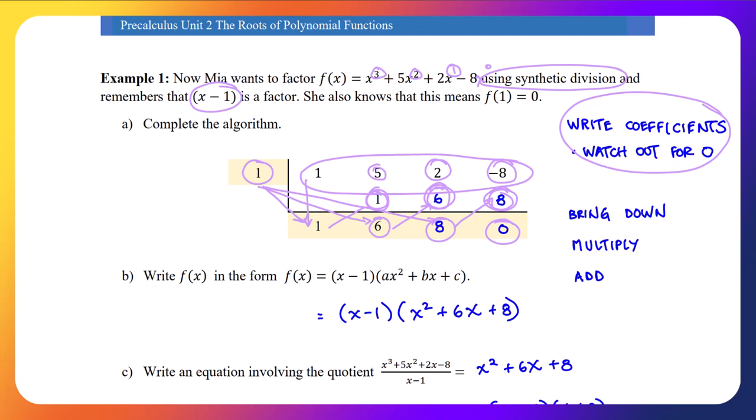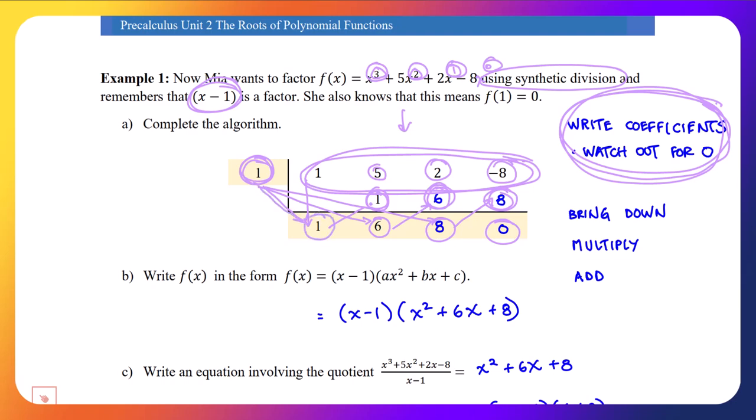So what I mean about watch out for 0, looking at the exponents, if there's any missing exponents, I have to put a placeholder of 0 in. There isn't one here, but I want you to watch out for that. So our coefficients go here. Our x minus 1, we're subtracting 1, so 1 goes here. Then we bring down, multiply, add, multiply, add, multiply, add.